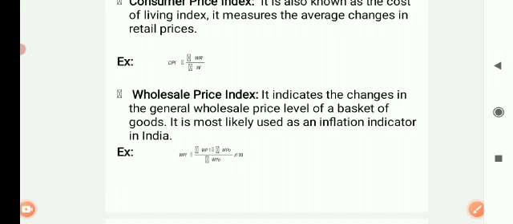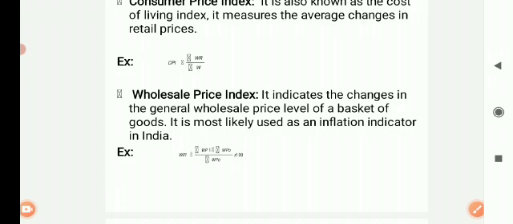The wholesale price index indicates the changes in the general wholesale price level of a basket of goods. It is most likely used as an inflation indicator in India. Listen to me carefully. Wholesale price means the price determined immediately after the stage of production of goods and services. The next stage of production is called wholesale price. With the help of this wholesale price, we can calculate the ratio of inflation of the economy.